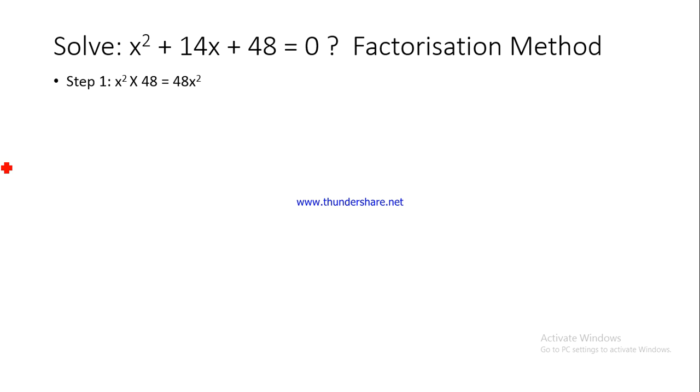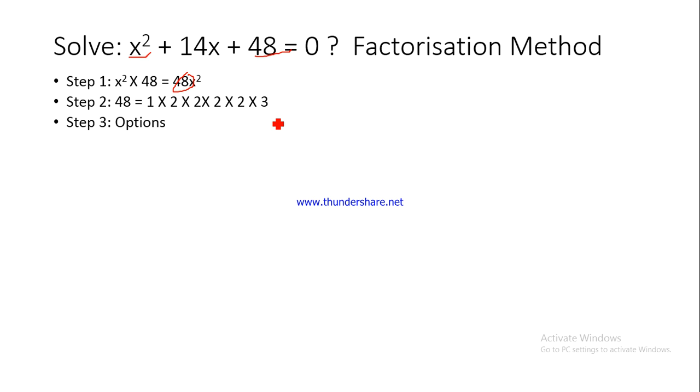So the first step is naturally again the x squared term multiplied with the term which does not have any x, so it becomes 48x squared. Now in the second step you have to factorize 48, the coefficient of the product here, and it is 1 into 2 into 2 into 2 into 2 into 3. 2 into 2 is 4, into 2 is 8, into 2 is 16, 16 into 3 is 48. So basically now you have done the factorization.